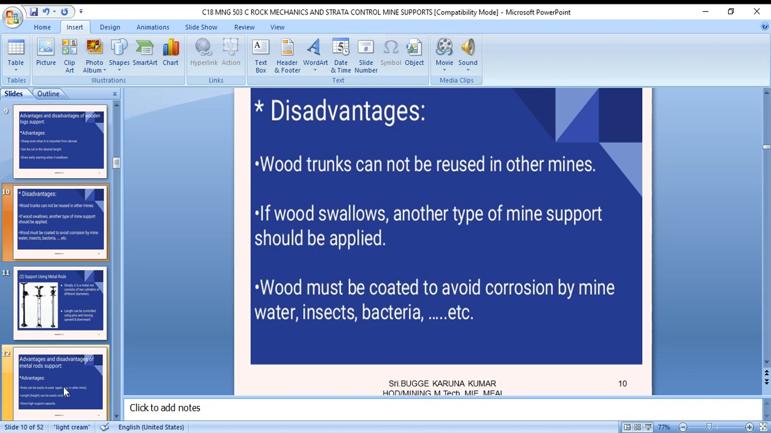Presently, wood is mostly not used due to forest restrictions. Presently, most mines use iron-based supports.